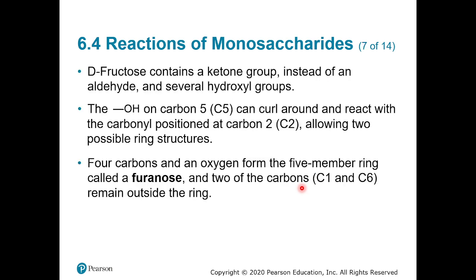Okay. So let's talk a bit more about reactions. Your D-fructose is going to contain a ketone group instead of an aldehyde. So there's again several hydroxyl groups. The OH on carbon 5 can curl around and react with the carbonyl position on carbon 2. It's going to allow actually 2 possible ring structures. 4 carbons and an oxygen. This will give you a 5-membered ring. This is actually called furanose. And 2 of the carbons, C1 and C6, are going to remain outside of the ring.